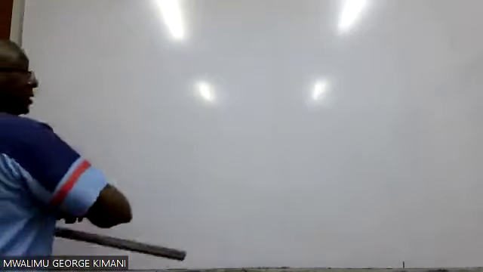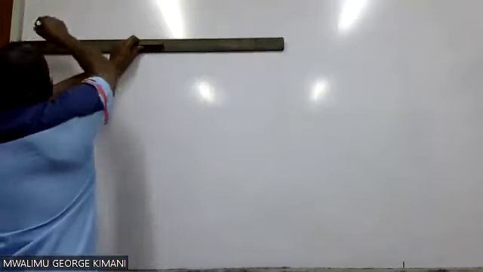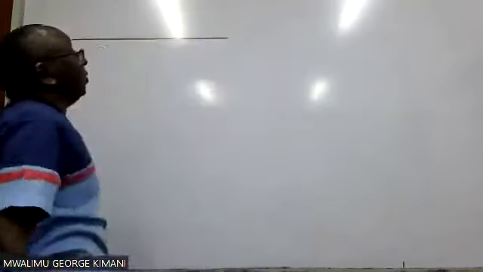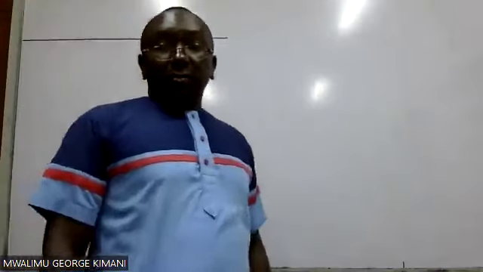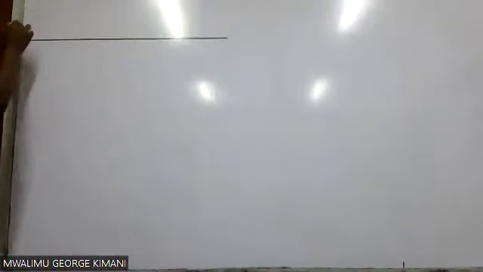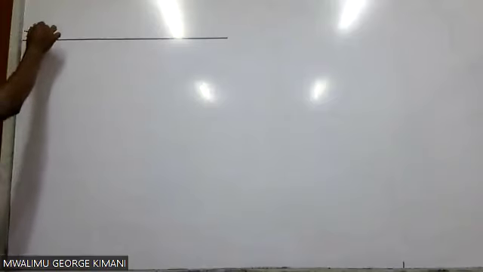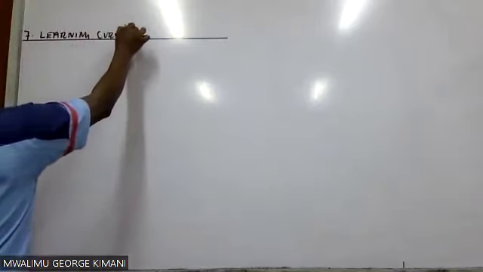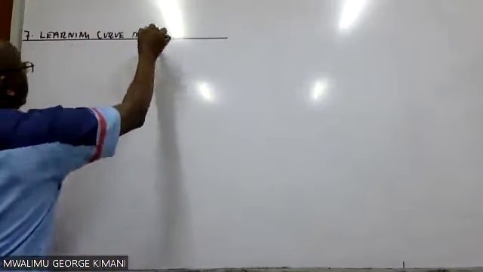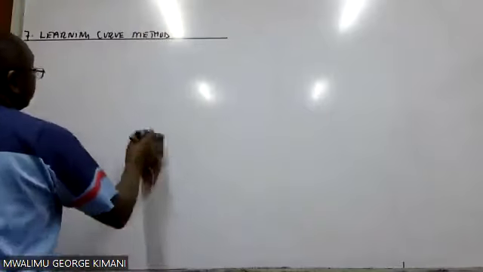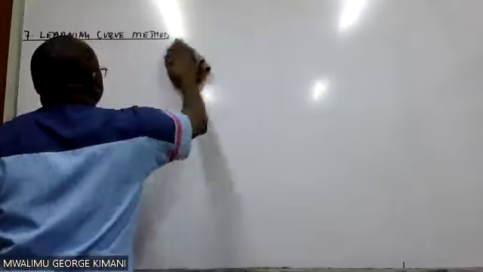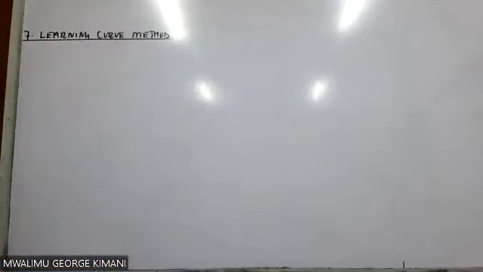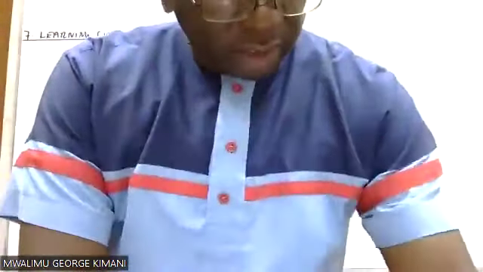We are still looking at the forecasting methods. We had listed 10 methods, but we said we'd only do 7. So let's now look at the 7th one, which is called the running curve method.